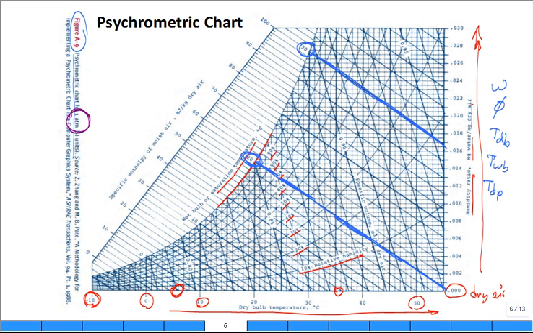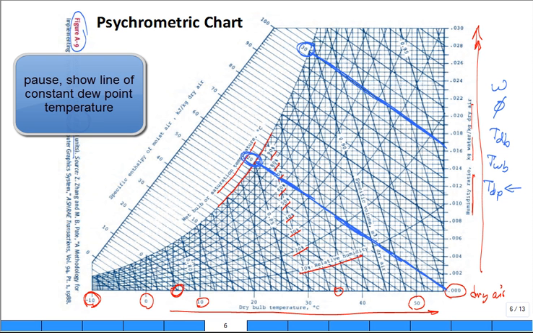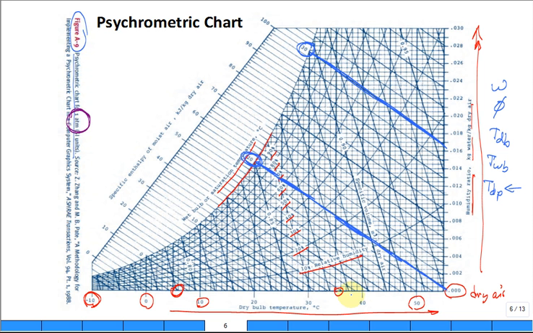All right, that was the next to the easiest one, but here's the hardest one, right? Dew point temperature. What's a line of constant dew point temperature look like on this diagram? I'm going to pause and then you come around and show me, okay? All right, maybe that question's a little unfair. Show me a line of constant dew point temperature.